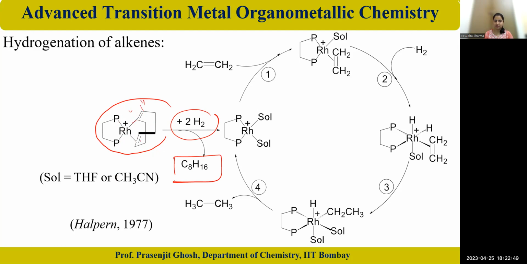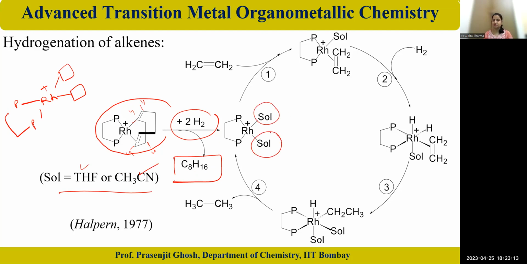The H and H will go over here, all the 4 carbons, and it will leave as C8H16. Once it leaves, rhodium in positive has 2 vacant positions, and since we were using a solvent molecule, could be THF or CH3CN, which have a coordinating capacity, they will bind with your rhodium. So that ultimately at the moment of need, they can leave also and rejoin again.